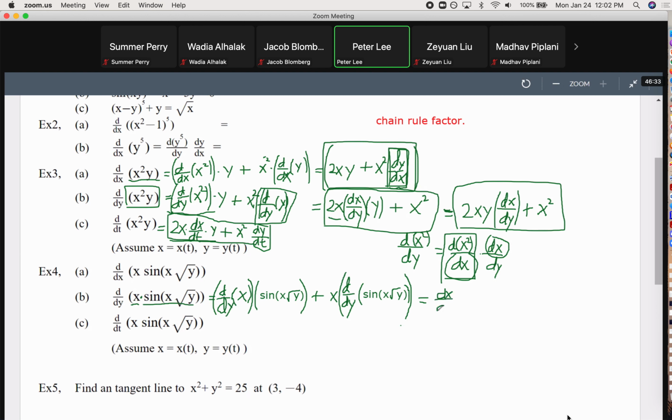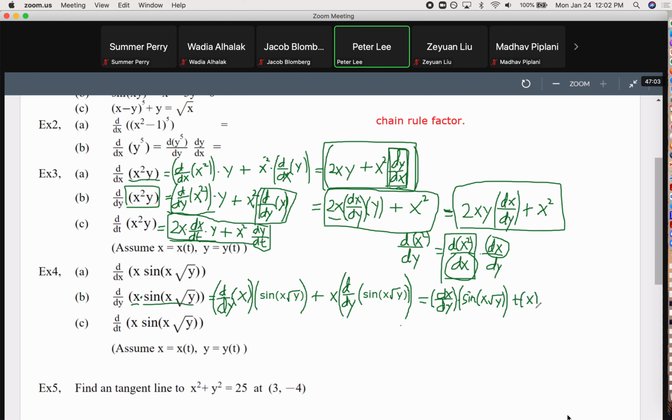Almost done. And we usually write this dy/dx at the end, but for now, why don't I just keep the order, and then at the end we'll switch the order. So this is dx/dy times sine of x squared y. Okay, so far so good. The plus, and then now what is this x? x, we just keep it.